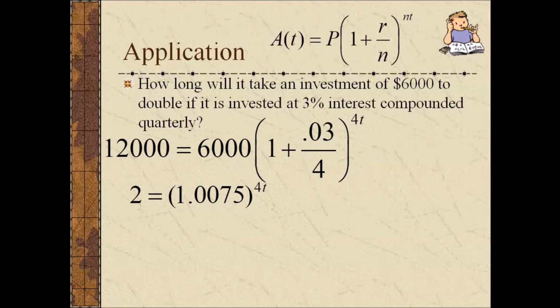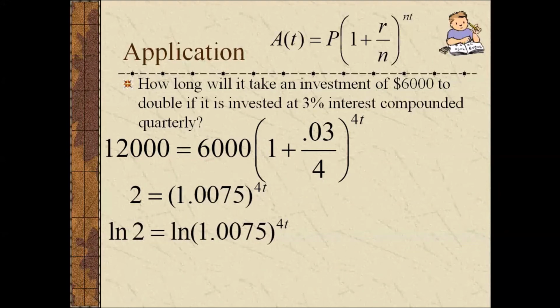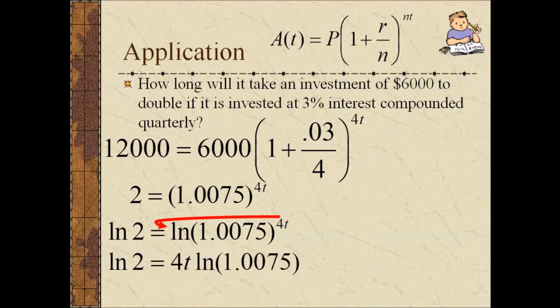Now we're ready to continue the problem by taking the log of both sides. I'll use natural log as I usually do. Natural log of 2 equals natural log of 1.0075 to the 4t. That's going to allow us to bring that exponent 4t in front of natural log 1.0075. Now we can write the equation ln of 2 equals 4t times ln of 1.0075.